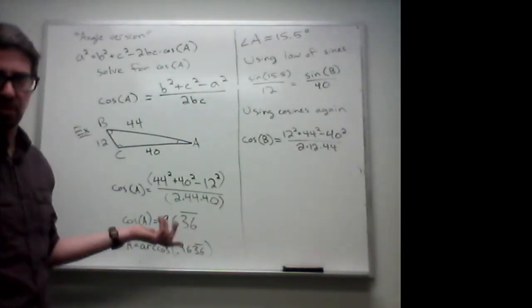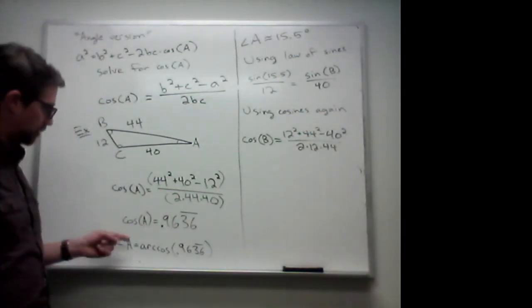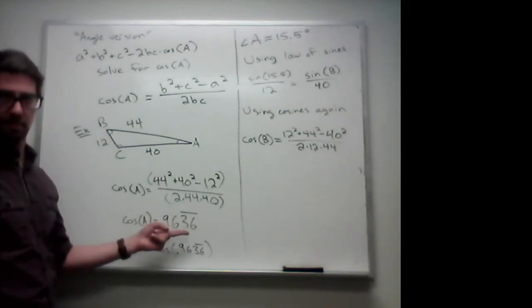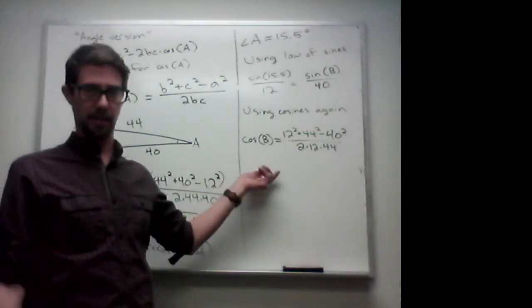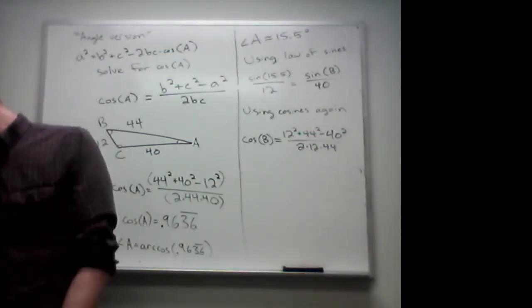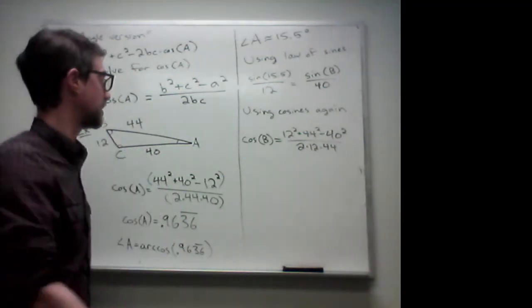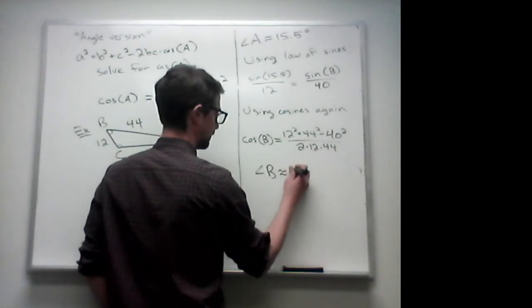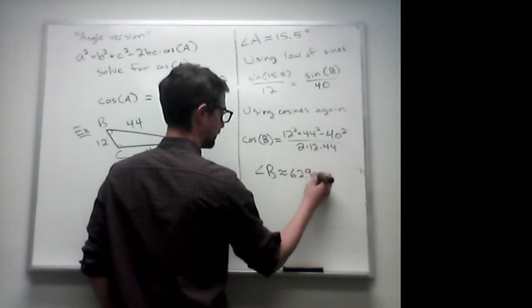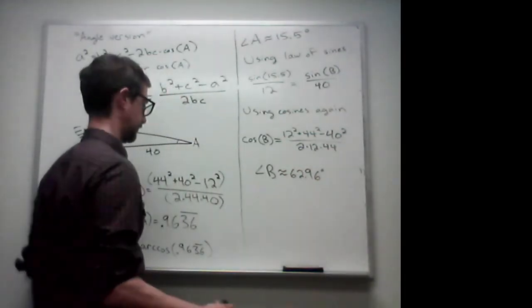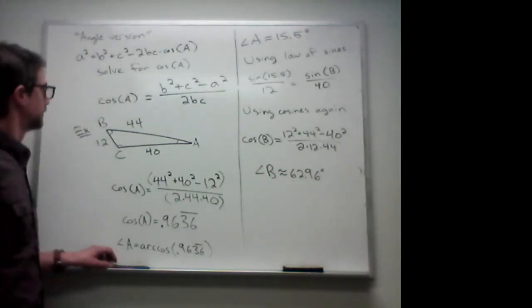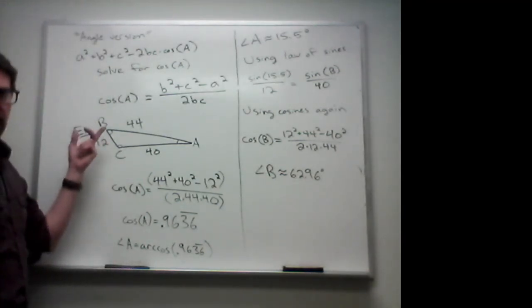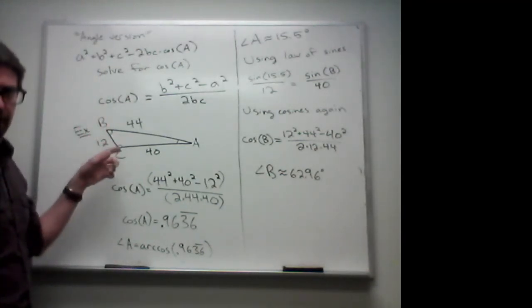All right, so I don't feel the need to do it because it's exactly the same as the last one. You're just going to get cosine of B equals some decimal. You're going to do an arc cosine on that decimal, and you're going to get that angle B is about 62.96 degrees. Which, not a perfect picture, but looks like it could be better.